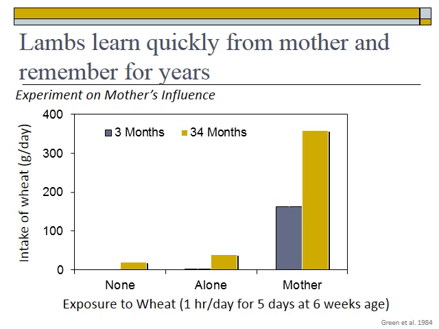So in other words, they learned from their mother when they were young. 3 months later, they recognized this food and ate quite a bit of it. 3 years later, they still recognized the food and ate a lot of it. So mother's influence is strong. They learn quickly from mother, and they remember it for years and years.